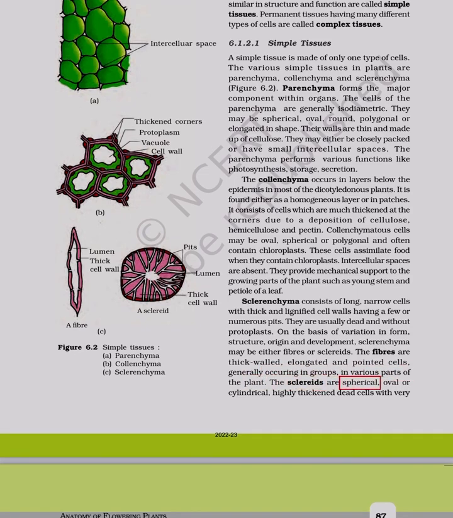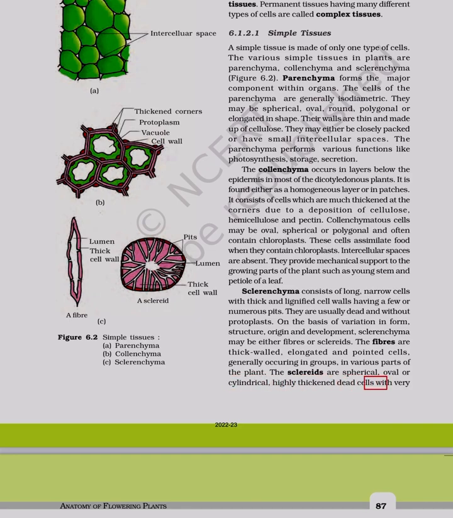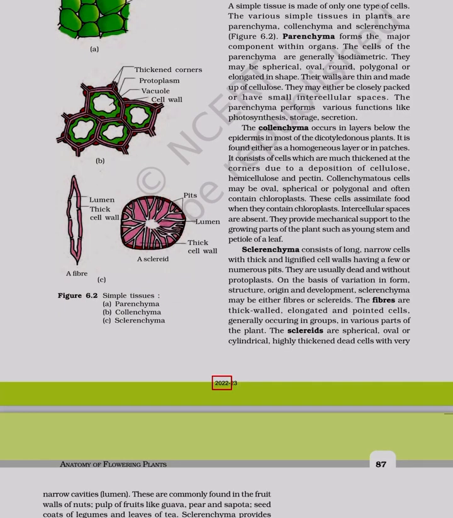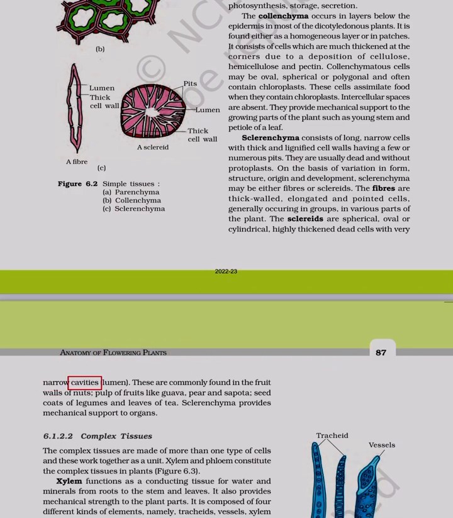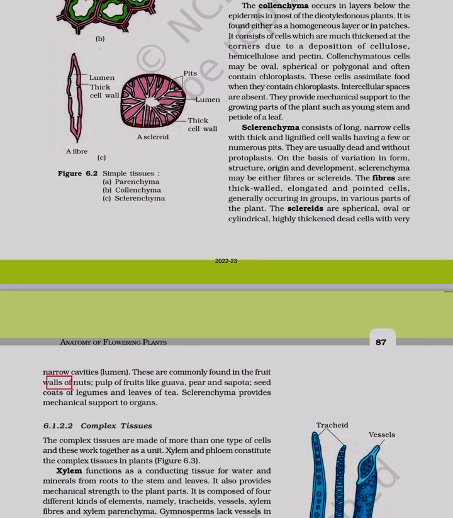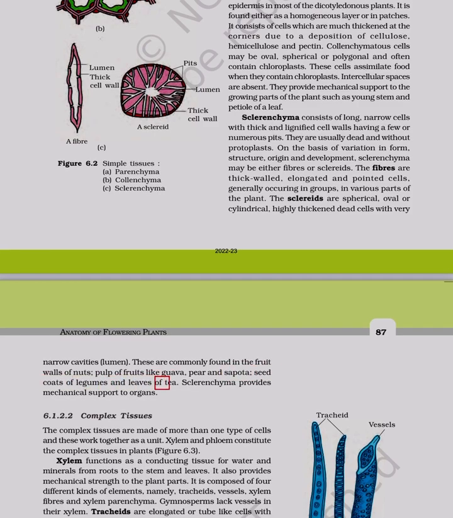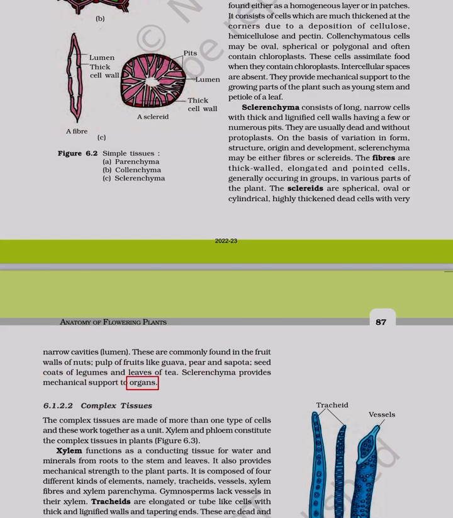The sclerids are spherical, oval or cylindrical, highly thickened dead cells with very narrow cavities, lumen. Figure 6.2 Simple tissues. A. Parenchyma. B. Collenchyma. C. Sclerenchyma. A sclerid. These are commonly found in the fruit walls of nuts, pulp of fruits like guava, pear and sapota, seed coats of legumes and leaves of tea. Sclerenchyma provides mechanical support to organs.